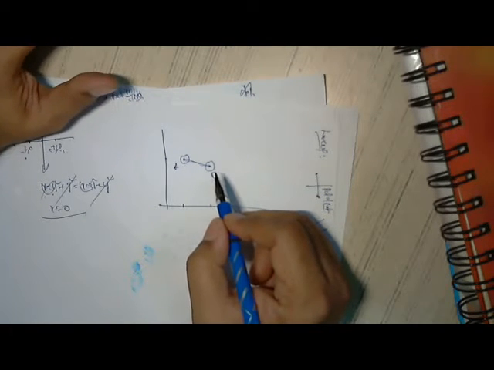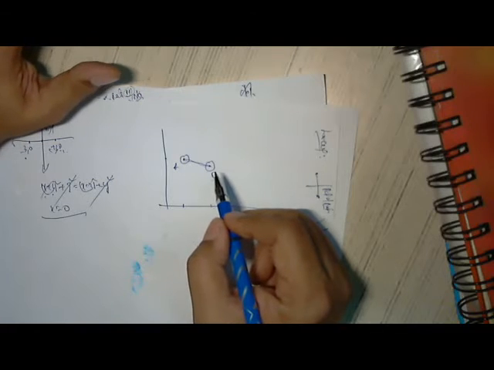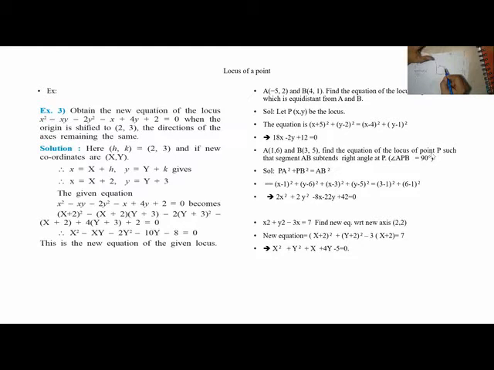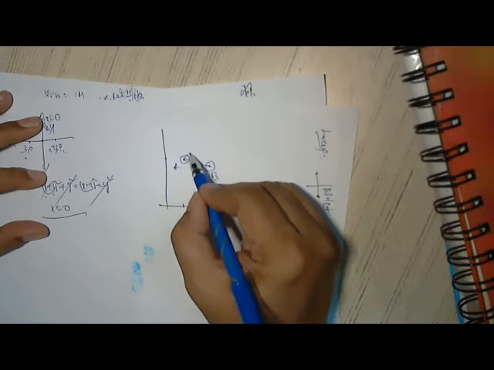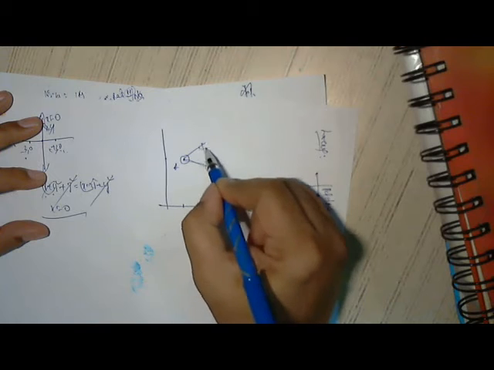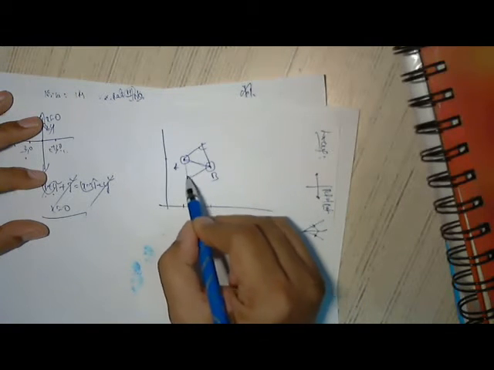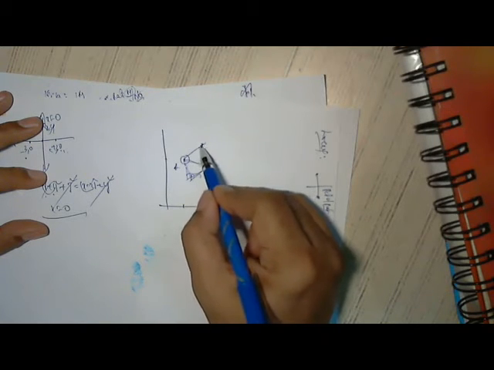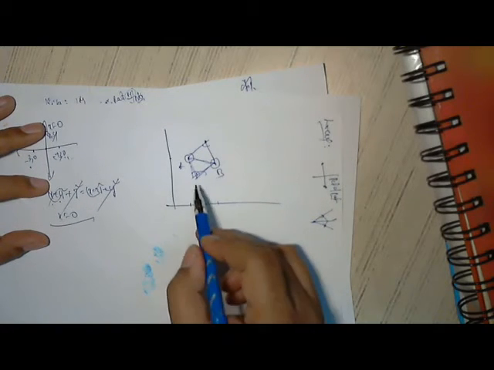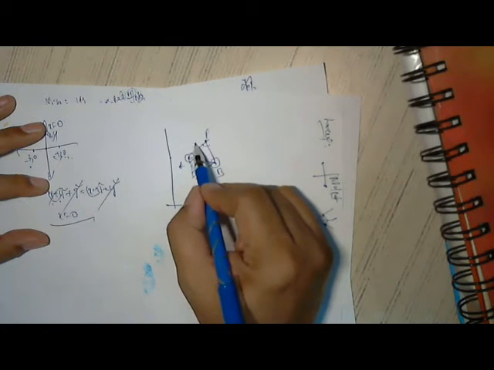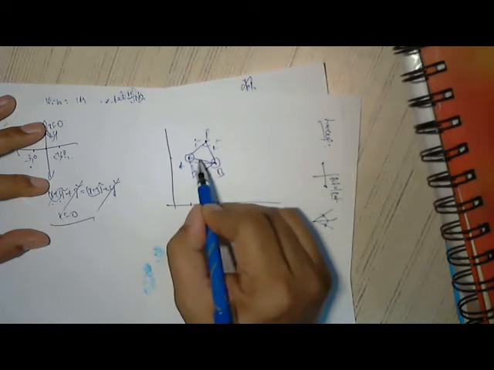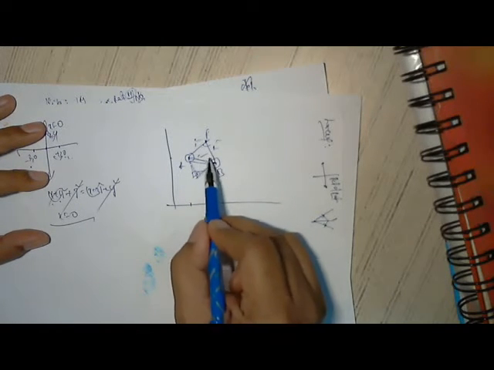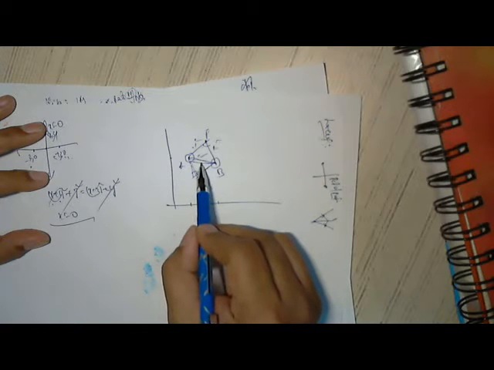Now what is asked? Find the equation of locus of point P such that segment AB subtends a right angle at P. So I want a right angle at P. This is a right angle at P. If P is the right angle, that means PA square plus PB square is equal to AB square. So this is the hypotenuse: PA square plus PB square is equal to AB square.